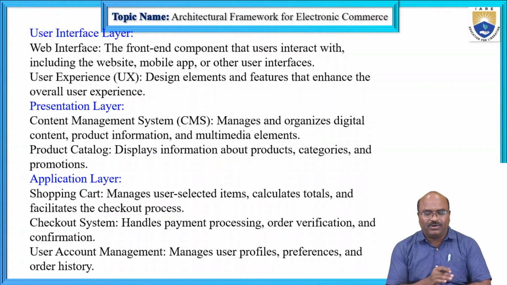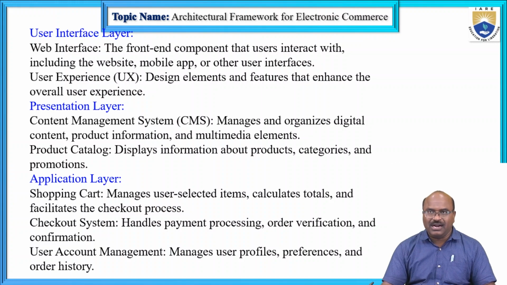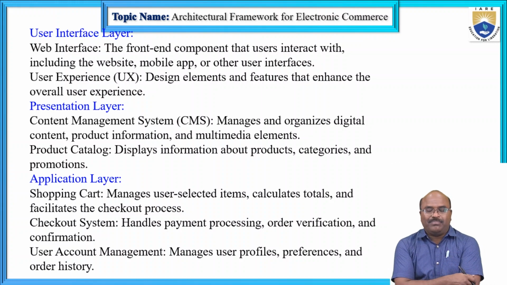The second layer is called the presentation layer. What is meant by the presentation layer? The content management system is included in the presentation layer. Here it manages and organizes the digital content, product information, and multimedia elements as part of the presentation layer. The product catalog is also one of the essential things, displaying information about the product, different categories, and promotions, which is the presentation layer.